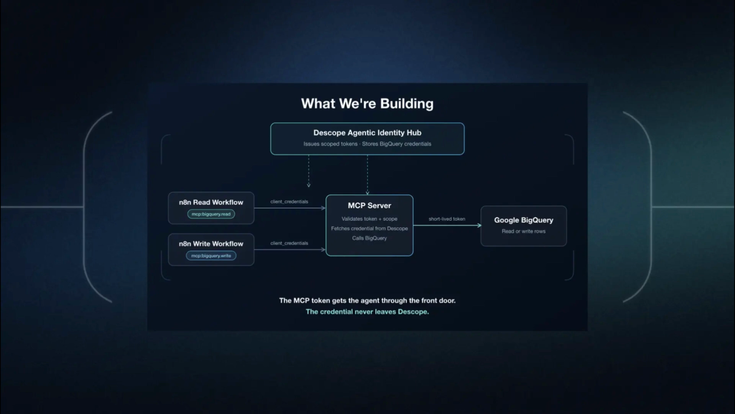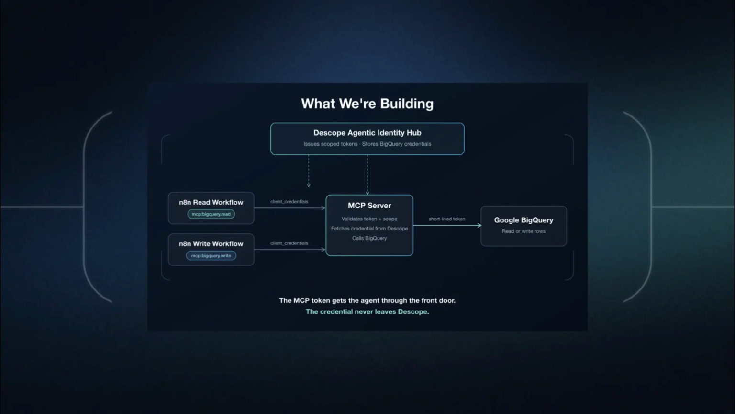The key idea here is that the MCP access token only authorizes the call to the MCP tool. Downstream access to Google is obtained just in time, per request, using credentials stored in Descope. The token gets the agent through the front door, and the server fetches what it needs to do the actual work and discards it right after.